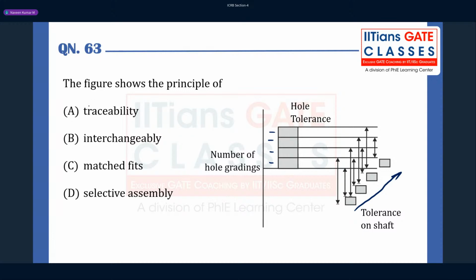Okay. First we'll go and see what is traceability. In metrology, traceability is about how accurate and reliable the measurements that we are making are. So we are talking about measurements. We are not talking about any tolerances here. Measurement will come when you have some measurement equipment, some measurement device.